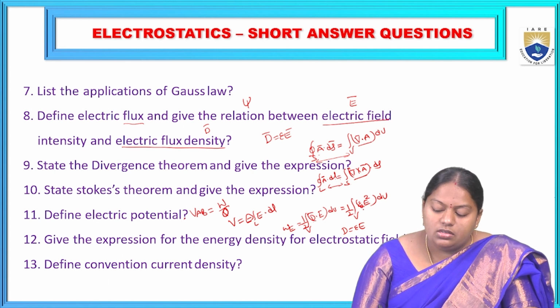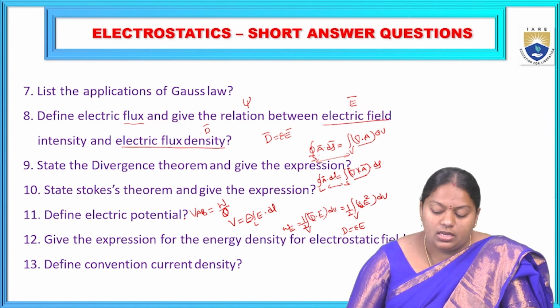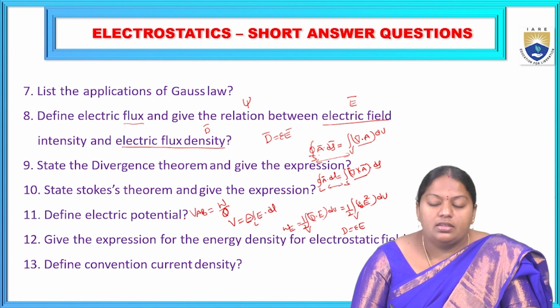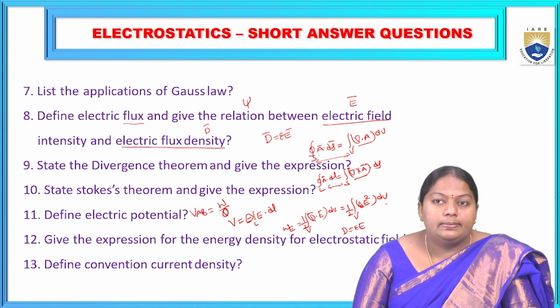And we are talking here about epsilon naught, which is represented by the free space permittivity. The energy density for electrostatic fields is given by W equal to 1 by 2 integral over V of del dot E dV, or 1 by 2 integral over V of epsilon naught E square dV.